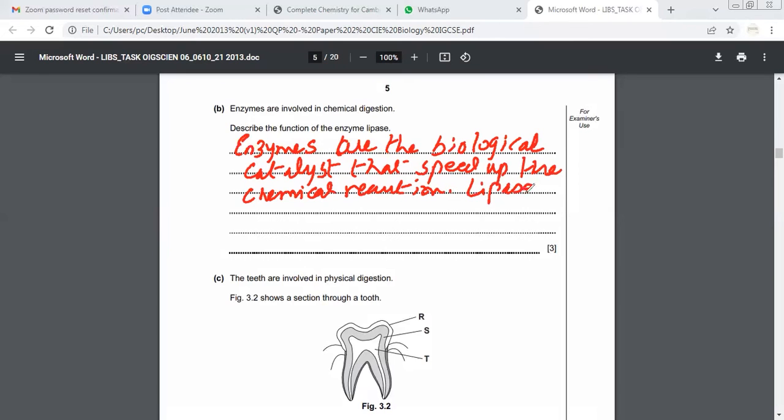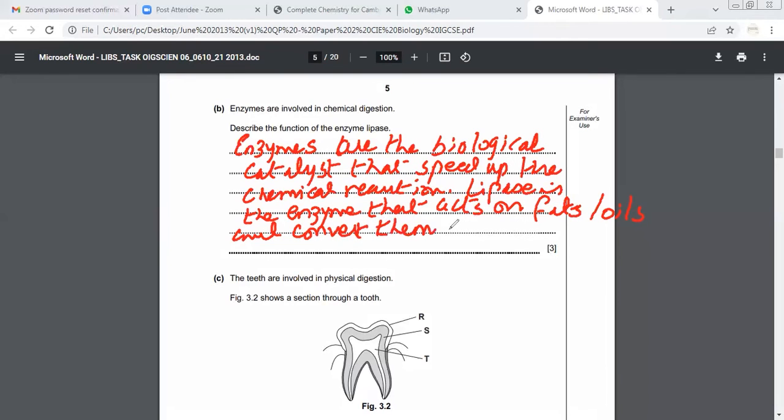Lipase is the enzyme that acts on fats and oils and converts them into fatty acid and cholesterol.